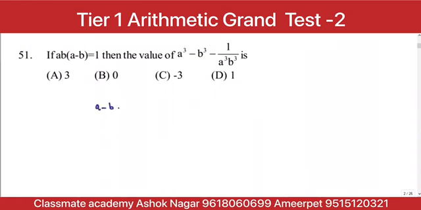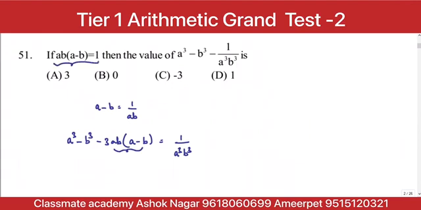a minus b is equal to 1 by ab. Cube on both sides. a cube minus b cube minus 3ab into a minus b is equal to 1 by a cube b cube. This we know is equal to what? 1. So 3 goes that side. a cube minus b cube minus 1 by a cube b cube gives me 3. Because it is 1, negative 3 goes that side and it becomes positive 3.